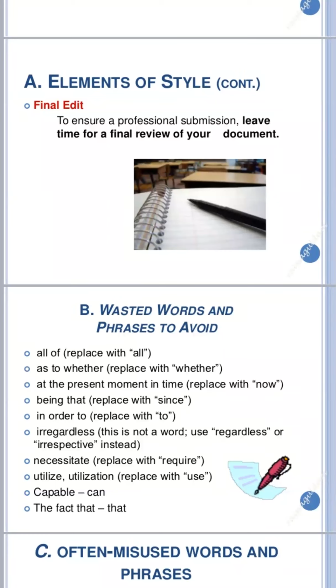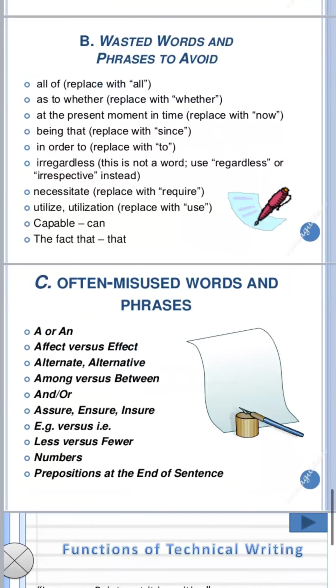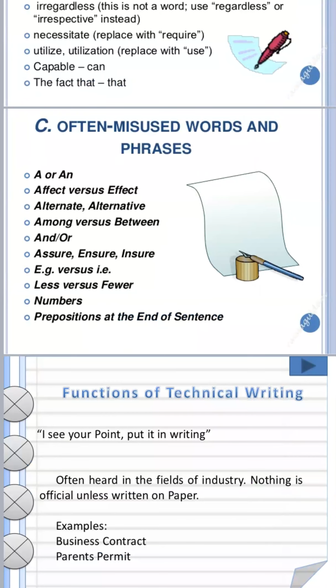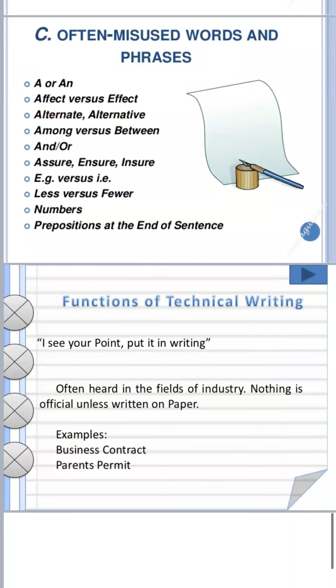Some words are waste words, and some phrases we need to avoid. The lists are given to you, you can read them, and don't use these types of words in any technical writing. Some words are very confusing and bring ambiguity in writing, so you have to avoid these words and phrases as well.